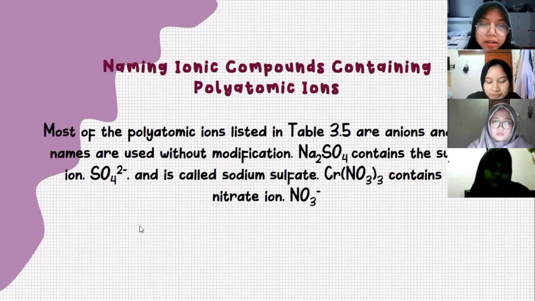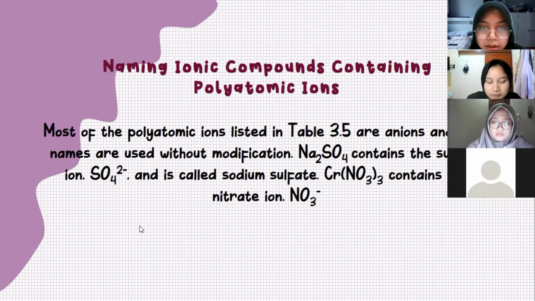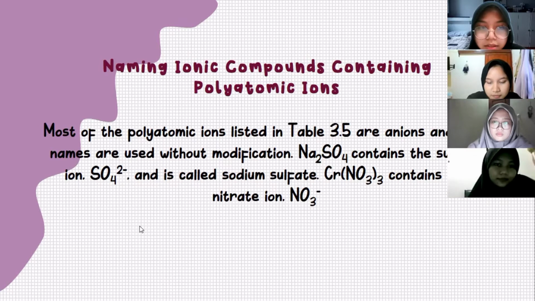Okay, and the last but not least, naming ionic compounds containing polyatomic ions. Most of the polyatomic ions listed in table 3.5 are anions, and their names are used without modification. Na2SO4 contains the sulfate ion, SO4 2 minus, and is called sodium sulfate. NaNO3 contains the nitrate ion, NO3 minus, and is called sodium nitrate.